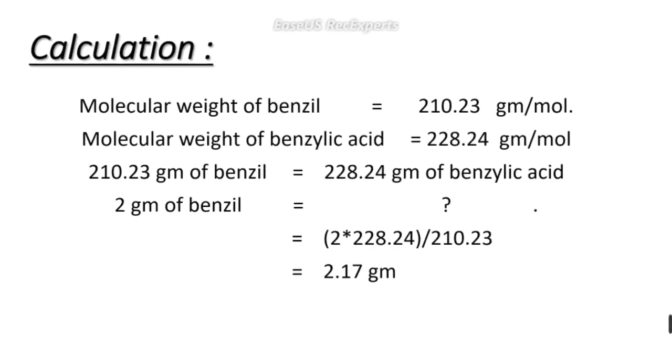Moving towards the calculation part, the molecular weight of benzil is 210.23 gram per mole. The molecular weight of benzilic acid is 228.24 gram per mole. According to the reaction, 210.23 gram of benzil will give 228.24 gram of benzilic acid. We have taken 2 gram of benzil, so how much benzilic acid will it give? Through the calculation, we get 2.17 gram of benzilic acid. This is the theoretical yield, which we get as 2.17 gram.